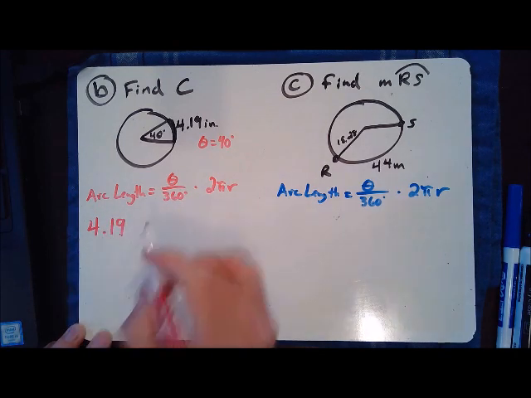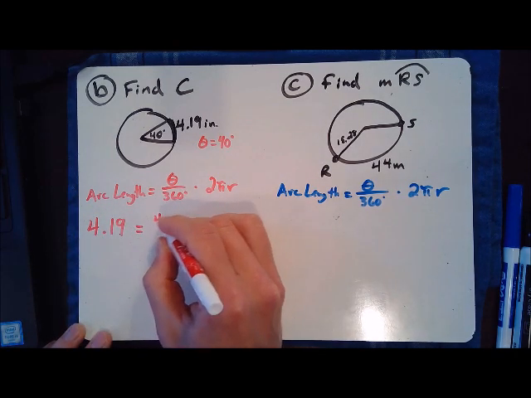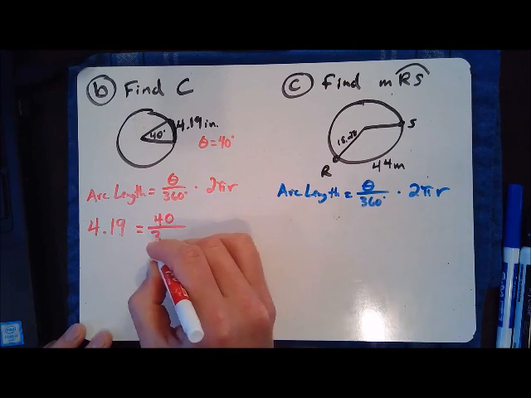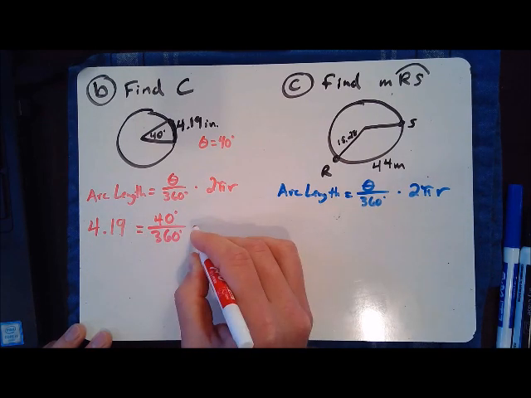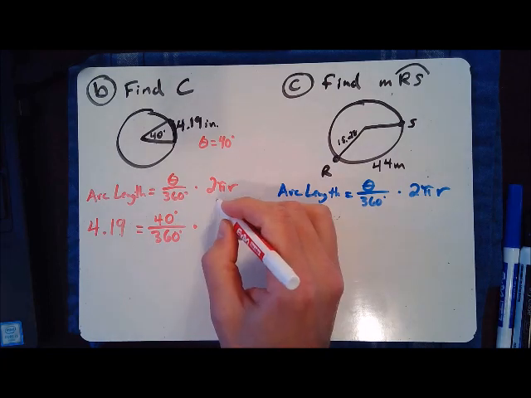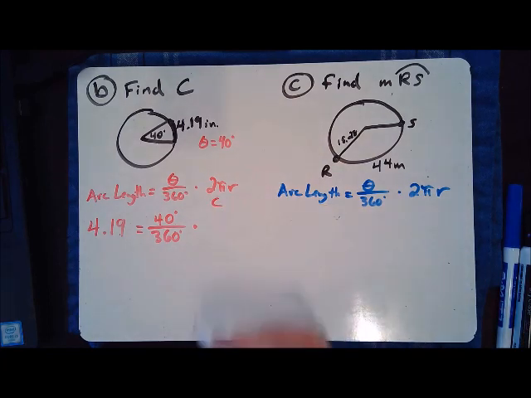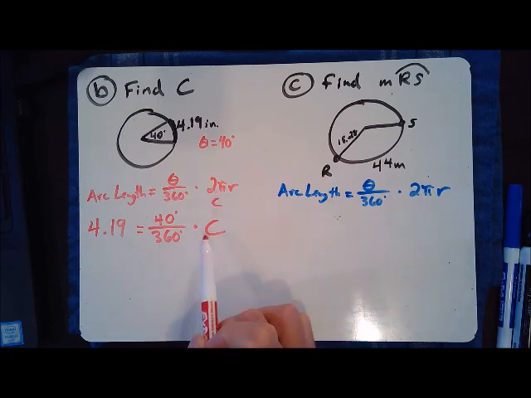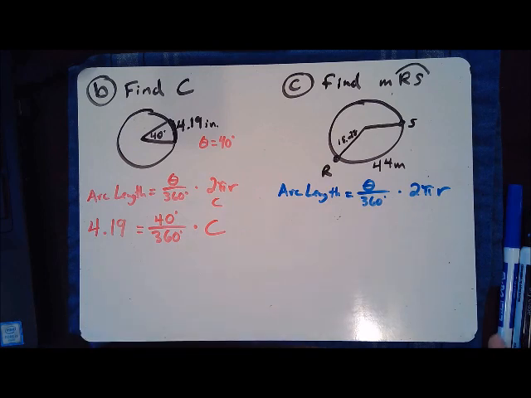So let's plug in what I have and see what I can solve for. 4.19, the arc length, equals 40 degrees over 360 times, now I could write 2 pi r, but remember from how we derived this formula, 2 pi r is circumference. So I'm just going to write it as C. Keep in mind, you could plug in 2 pi r and solve for the radius, but I know I want circumference, so I'm just going to skip a step. Now, to solve this one, I want to get circumference by itself. To do that, I want to get rid of the fraction.